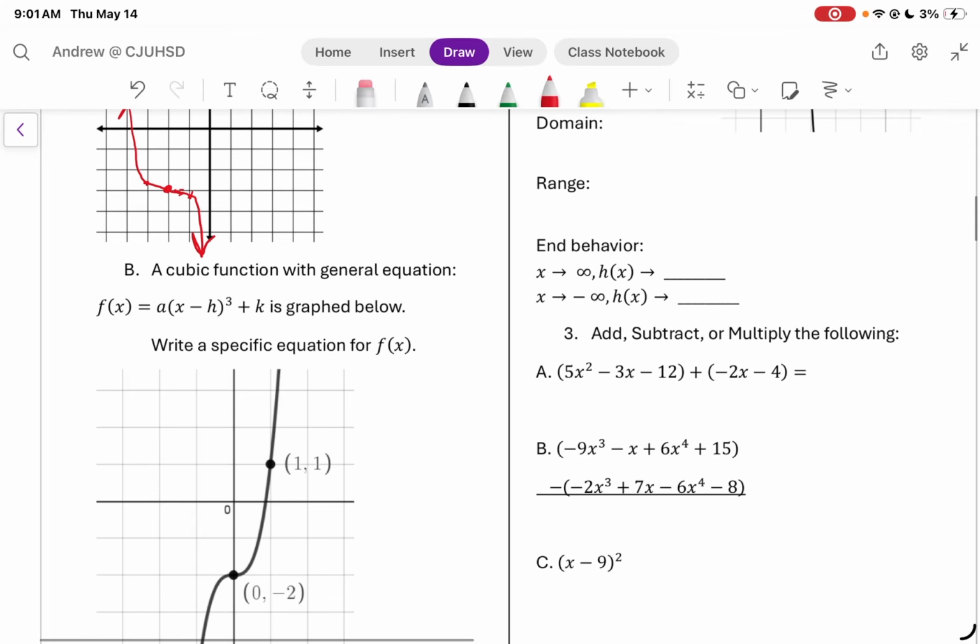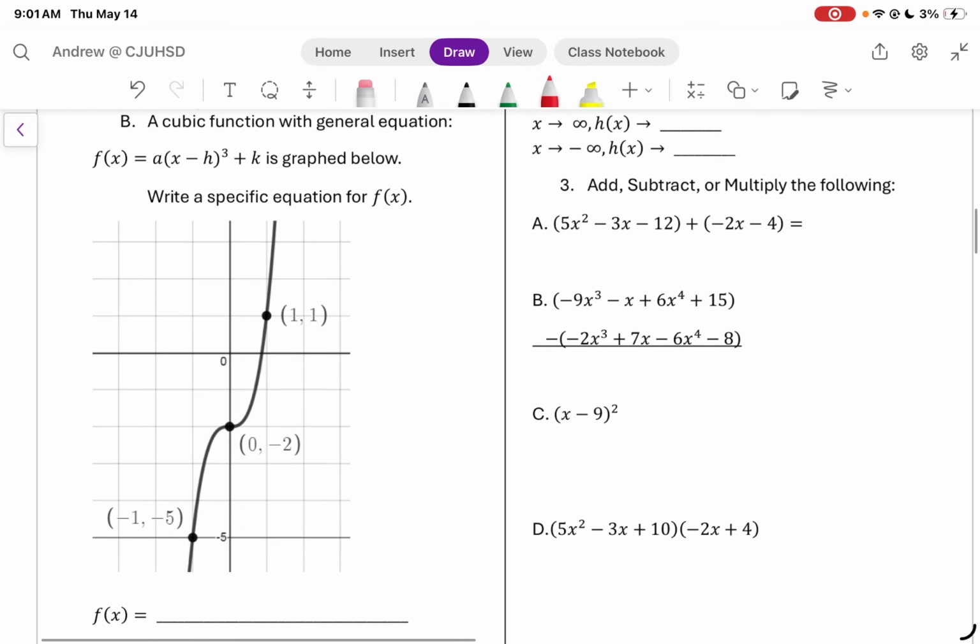B, a cubic function is given. Write the specific equation for f of x. So what we don't have here is a. We could use one of these points to solve for it, like for example, this point 1, 1. We also know h and k, by the way. H is here and k is here.